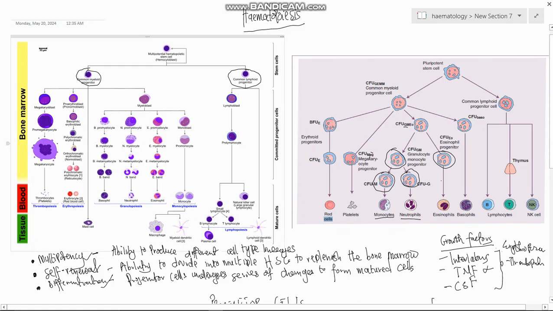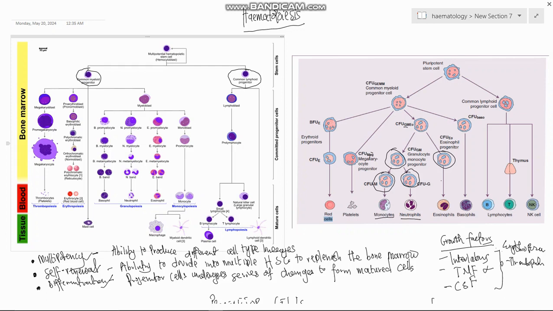Then we have some found in the tissues, like the mast cells, the macrophages, the dendritic cells, the plasma cells, and then we have the natural killer cells as well. So we have the myeloid dendritic cells, then we have the lymphoid dendritic cells. All these cells are mostly found in the tissues together with the plasma cells. Okay, so that will be it. This is just a brief explanation, and I hope you understand the process of hematopoiesis.